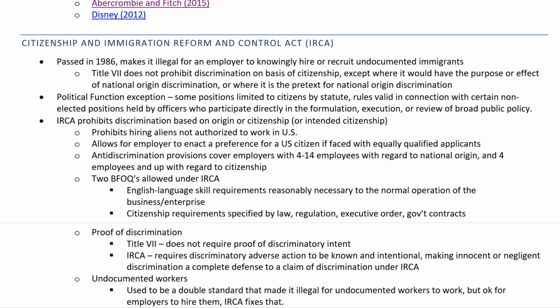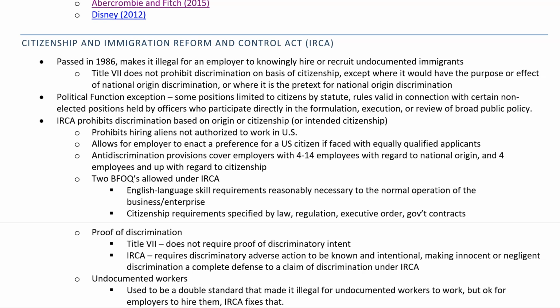Two bona fide occupational qualifications are allowed under the IRCA. One is an English language skill requirement, reasonably necessary to the normal operation of the business or enterprise. The other one is citizenship requirements specified by law, regulation, executive order, or government contracts. So it can get very complicated here when you have to understand the specifics of various laws, regulations, executive orders, contracts, yada, yada, yada.